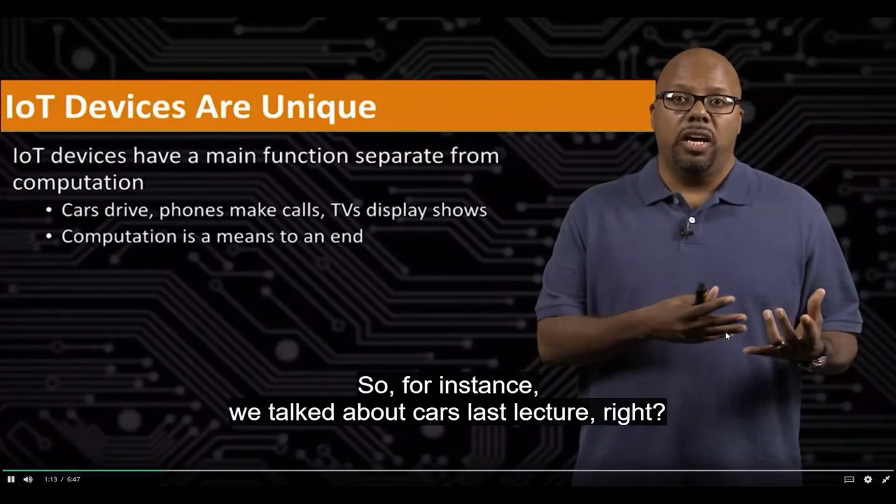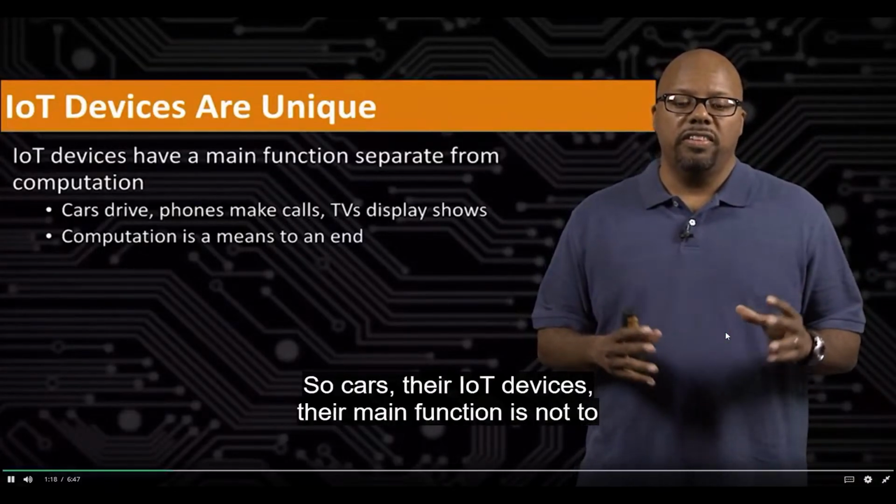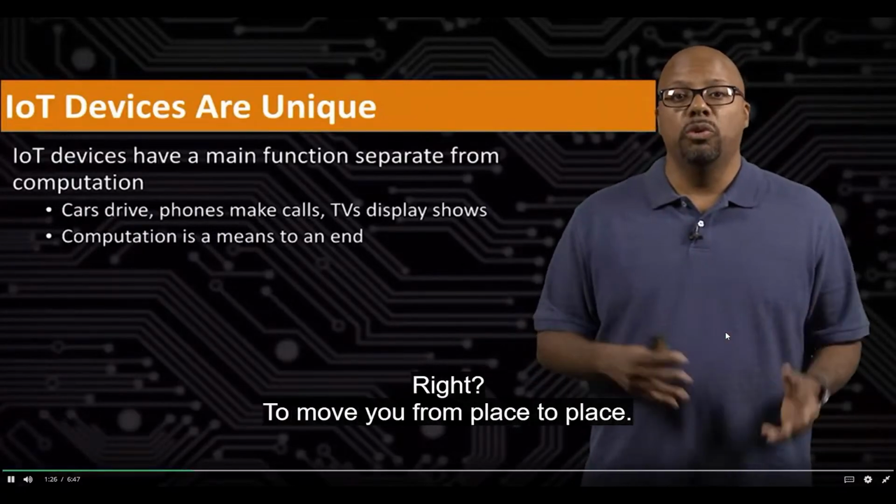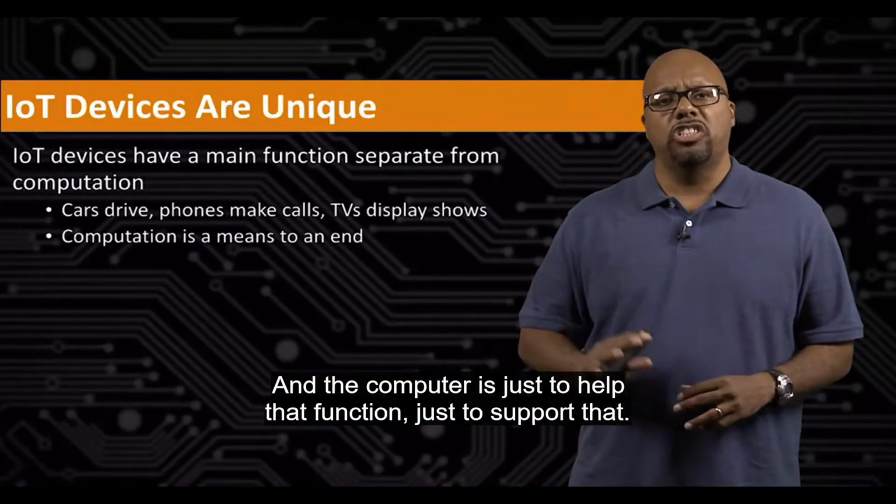So, for instance, we talked about cars last section, right? So cars, they're IoT devices. Their main function is not to compute anti-lock braking or to do fuel injection. Their main function, from the point of view of a user, is to be driven, right? To move you from place to place. And the computer is just to help that function, just to support that.